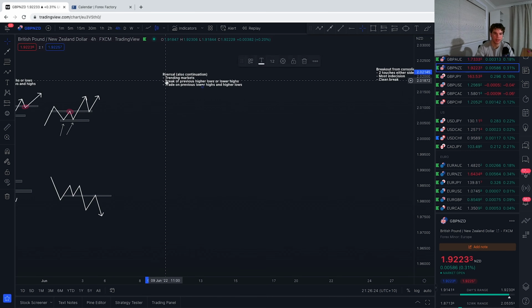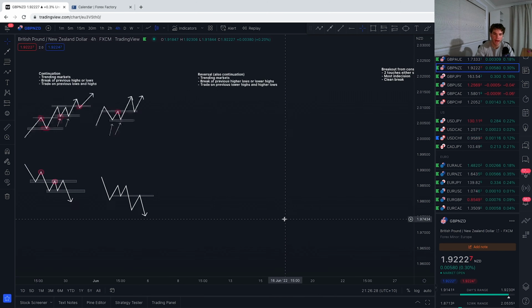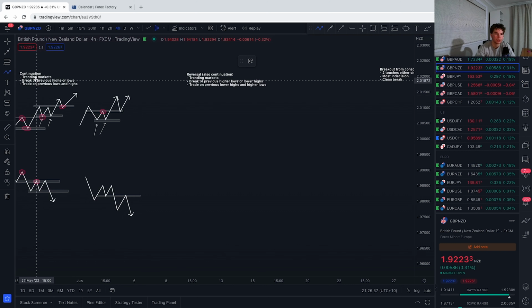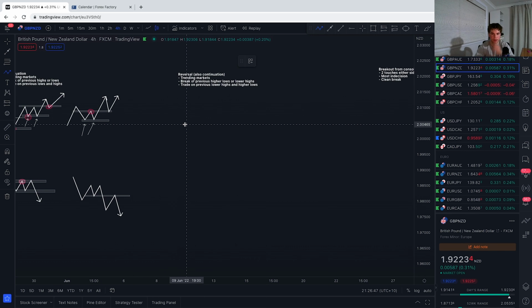Okay, so the next one is reversal. If we just fix the spelling, and this one is very similar, but it's obviously a reversal. So the basis of this one is we want to utilize what we talked about earlier about price remaining above the previous higher low. Okay, and as soon as that rule's broken, we can start looking for reversals. Okay, so let's look at what this looks like.